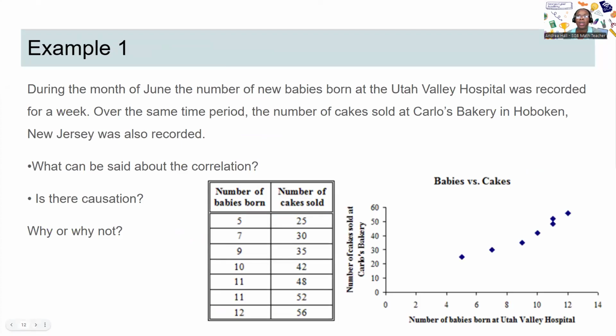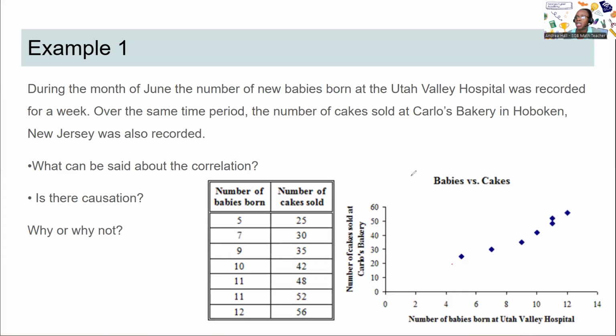Let's take a look at example one. During the month of June, the number of new babies born in Utah Valley Hospital was recorded for a week. Over the same period, the number of cakes sold at Carlos's Bakery in Hoboken, New Jersey was also recorded. What can be said about this correlation? So here it is, and then here's a chart. The number of babies born, a number of cakes sold. What could be said about the correlation?